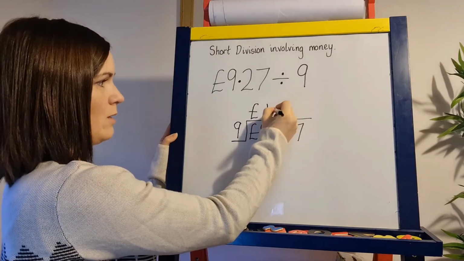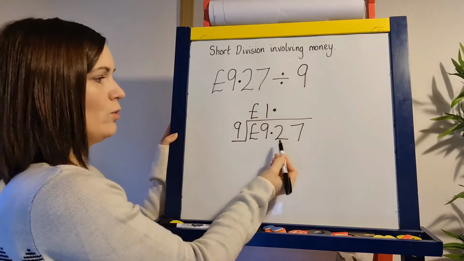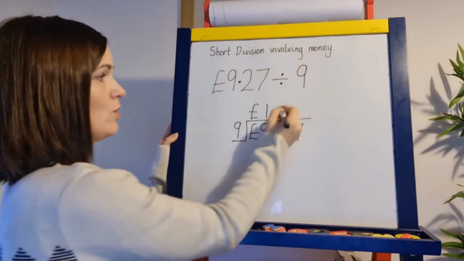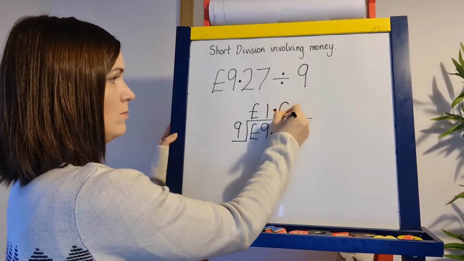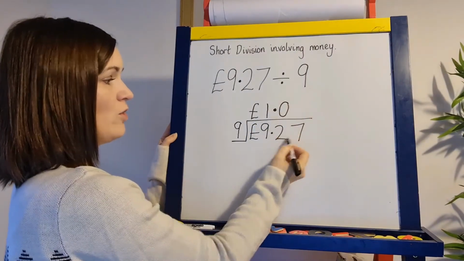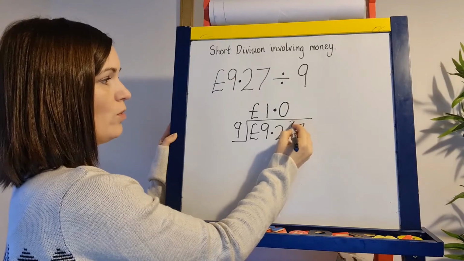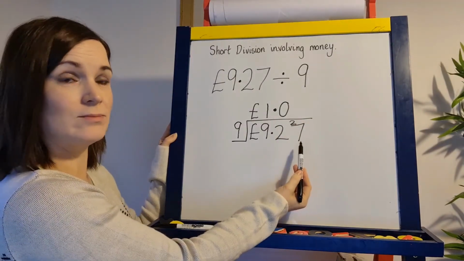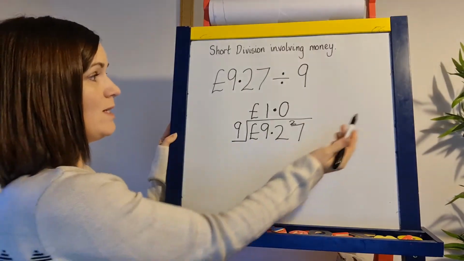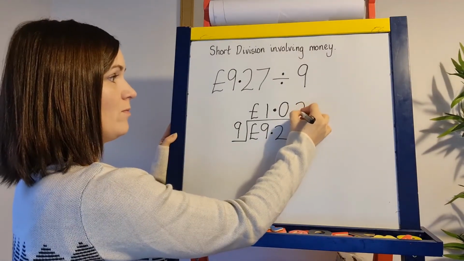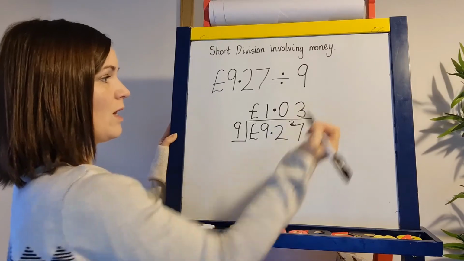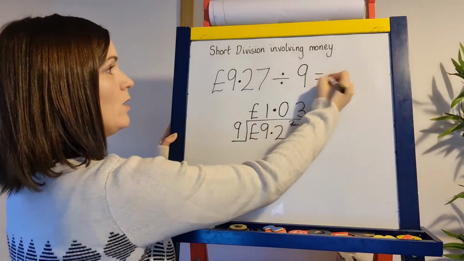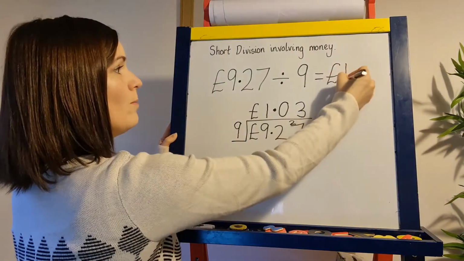Bring my point up. Now 2 divided by 9 you cannot do. So you have to write 0. And you haven't used this 2, so you take it over into the next column. And this becomes 27. 9 into 27 is 3. And there you have it. £9.27 divided by 9 equals £1.03.